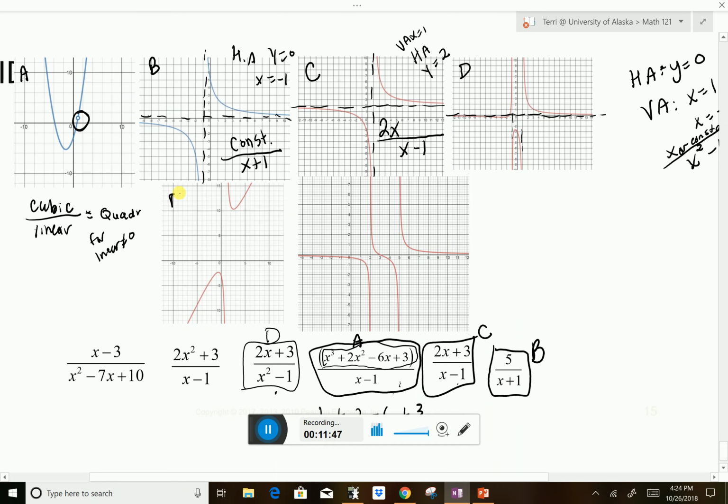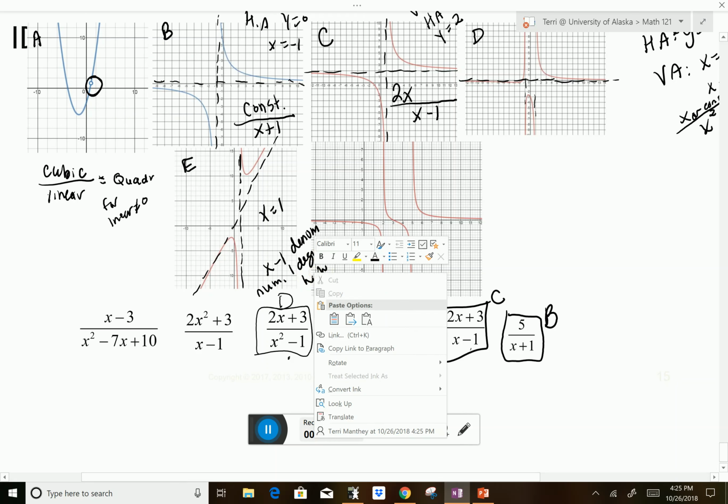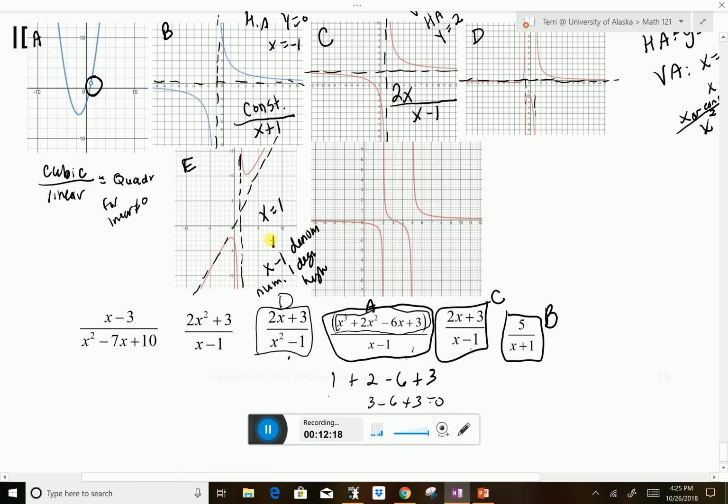So now let's look at this one, E. This one says we've got a vertical asymptote at x equals 1, and we have a slant asymptote. What that tells me is that we have x minus 1 in the denominator, and a numerator which is 1 degree higher, so a numerator that has an x squared on it. So where do we have x minus 1 with that? There it is, right here, E.